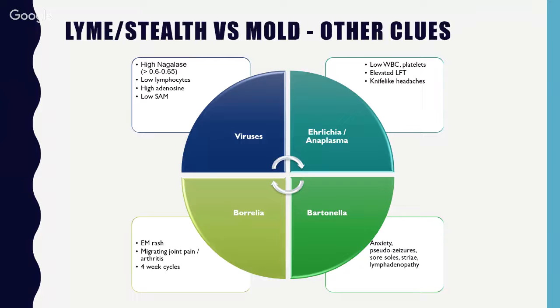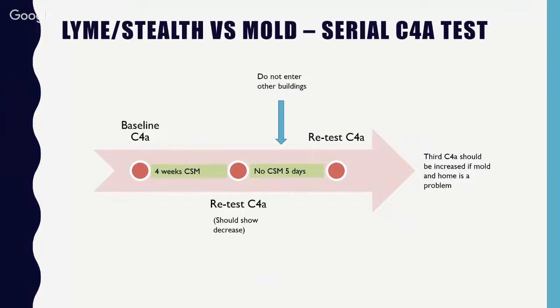Also, elevated liver function tests could indicate Ehrlichia or Anaplasma, or also Epstein-Barr virus. And knife-like headaches can be a sign of Ehrlichia and Anaplasma or Bartonella, actually. So look, these are some clues that may be helpful. It's very important to realize they're not diagnostic, but they're just indicators.